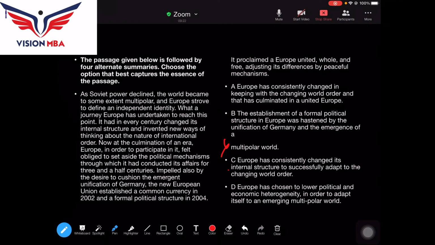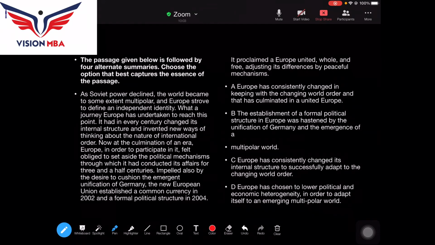Europe has consistently changed in keeping with the changing world order and that has culminated in a united Europe. Europe has consistently, so it's talking about Europe. The establishment of a formal political structure in Europe was hastened by the unification of Germany and the emergence of a multipolar world. So after I read option B, I get the idea it's about Europe. They are talking about political structure in Europe. Maybe something in regards to Germany is also mentioned. Europe has consistently changed its internal structure to successfully adapt to the changing world order.